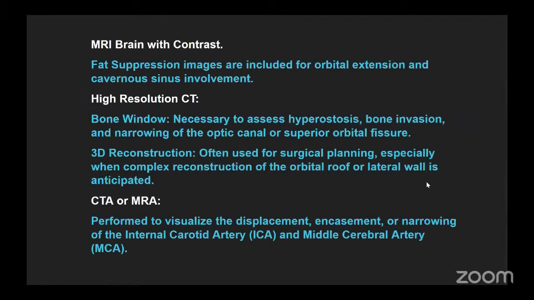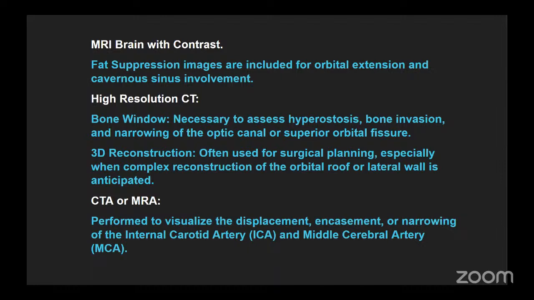For the diagnostic workup, we need MRI brain with contrast. Fat suppression images are done when there is orbital extension or when there is cavernous sinus involvement. We also need high resolution CT. Why? Because we want to see bony hyperostosis, bone invasion, if the optic nerve is narrowed, if the anterior clinoid process is hyperostosed. Sometimes some surgeons may also choose to get 3D reconstruction so that they can plan the craniotomy accordingly, especially if they are going to open the orbital roof or the lateral wall of the orbit.